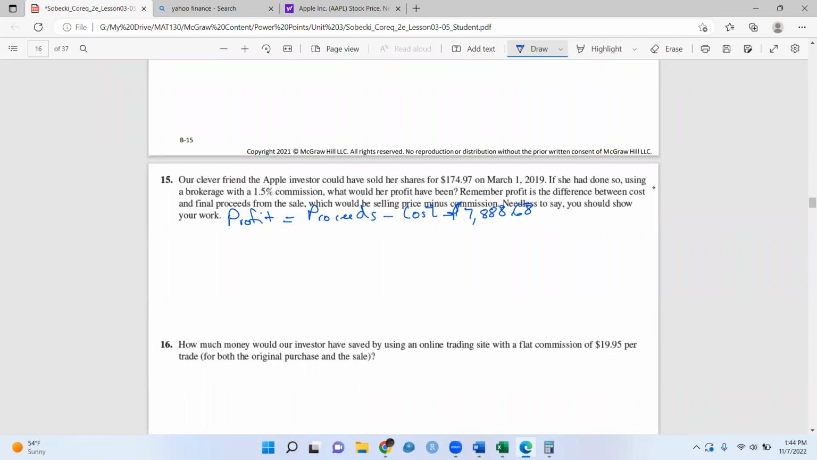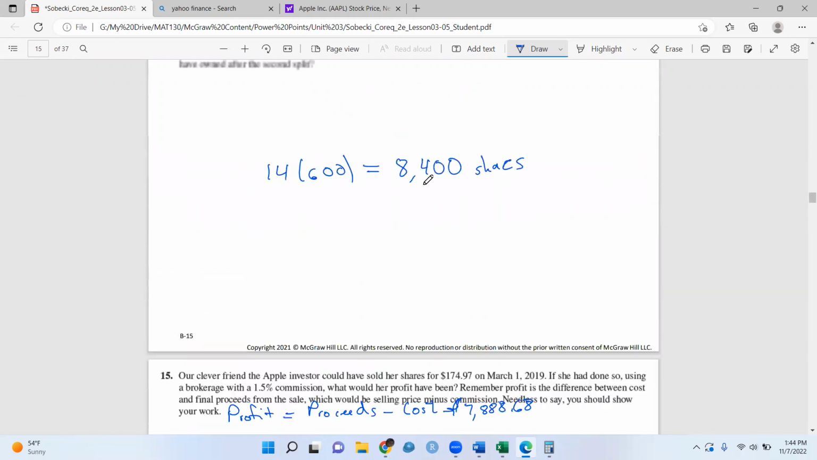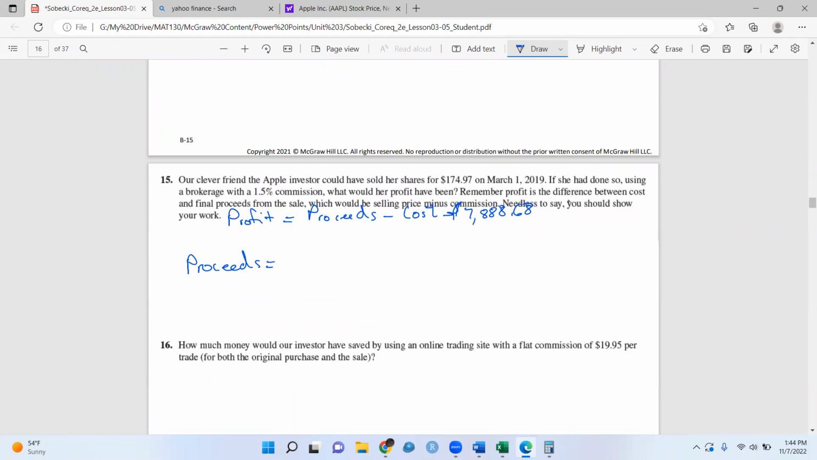So let's calculate the proceeds. How much are we going to get? Well, she's got 8,400 shares that she's selling, and she's selling these shares for $174.97.